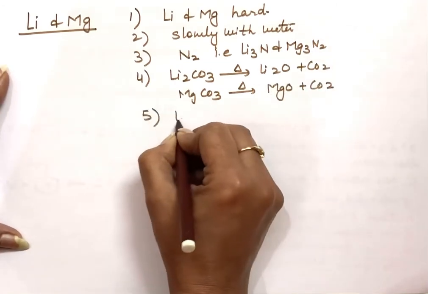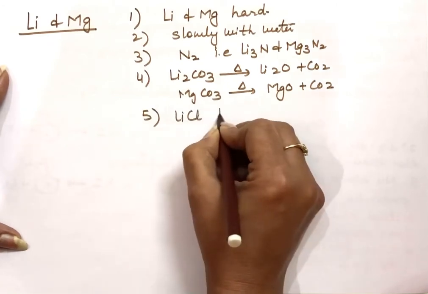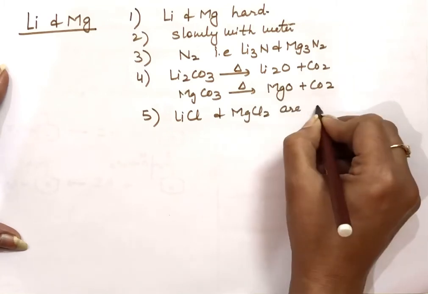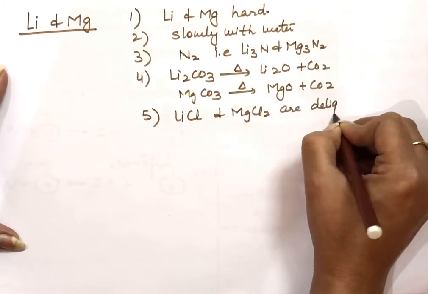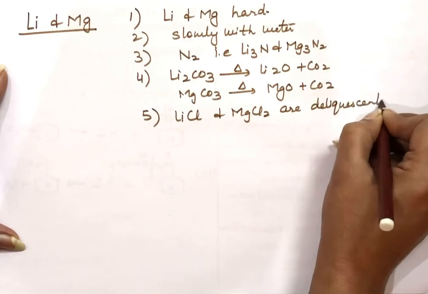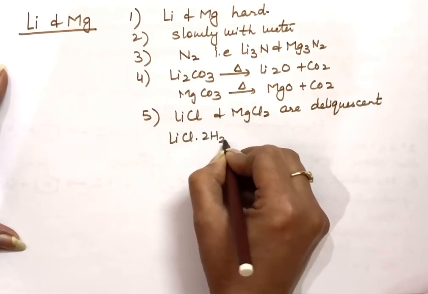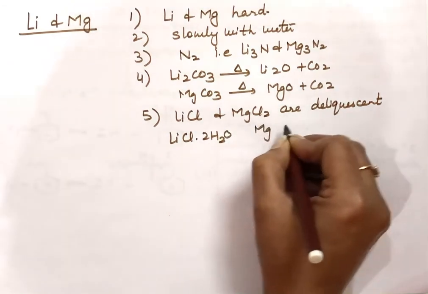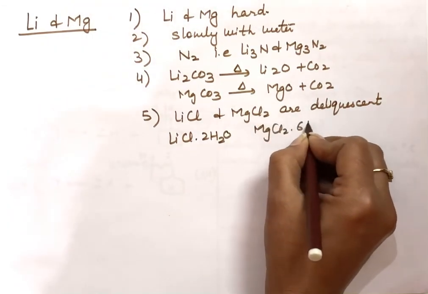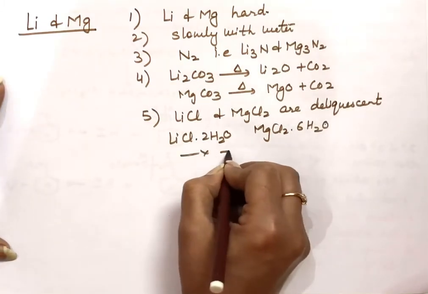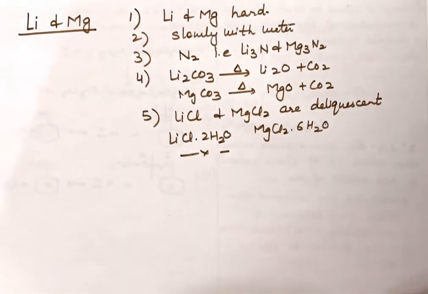Then we have done that lithium salts are hydrated. Even magnesium salts are hydrated. Hydrated means there is water of crystallization, so we can say they are deliquescent in nature. Lithium salt exists as LiCl with 2 water molecules, and magnesium chloride has 6 water molecules. So both are in hydrated form, that is, they are deliquescent in nature. So this is about the similarities between lithium and magnesium.